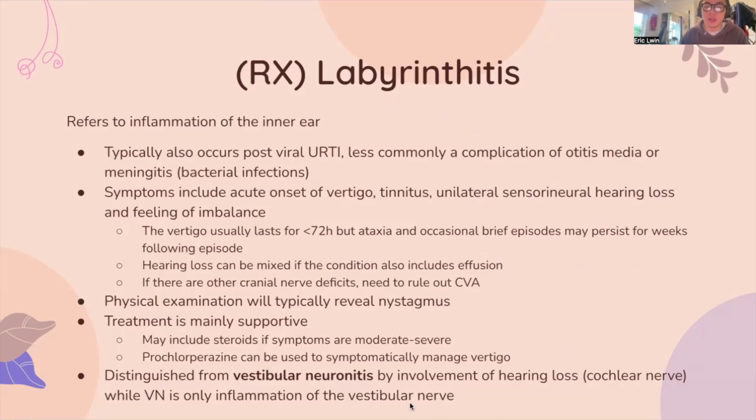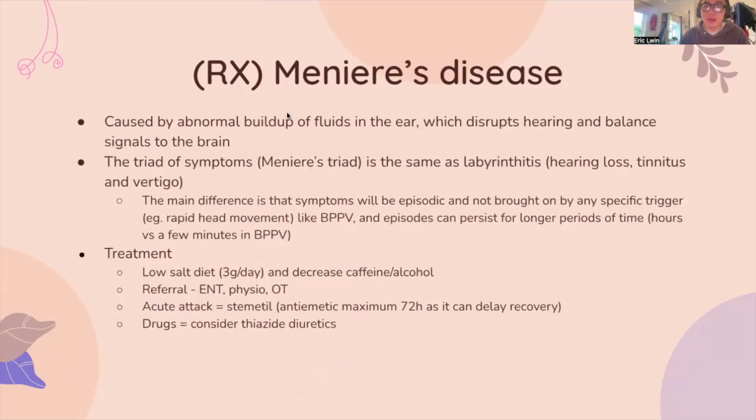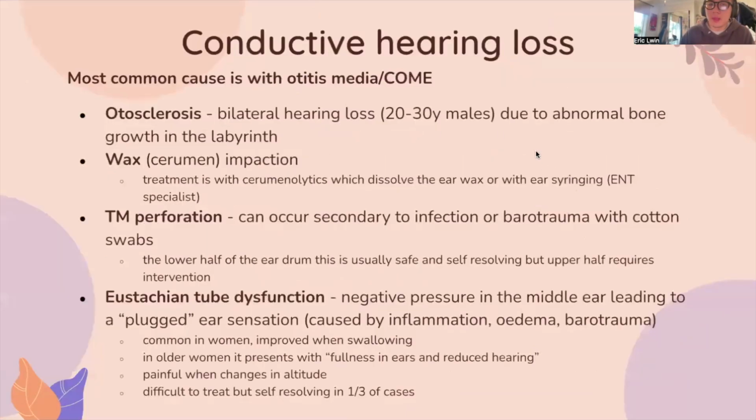Again, this is also not a matrix condition, but just thought I'd include it anyway. And then Meniere's disease is caused by an abnormal buildup of fluid in the ears, which can disrupt hearing and balance signals to the brain. The triad of Meniere's is the same as labyrinthitis, so you get your hearing loss, tinnitus, and vertigo. The main difference is that Meniere's disease is typically episodic, and the episodes can persist for long periods of time, and they're not brought on by any specific trigger like in BPPV. The treatment for Meniere's disease is outlined there, but in the interest of time, I will move on.